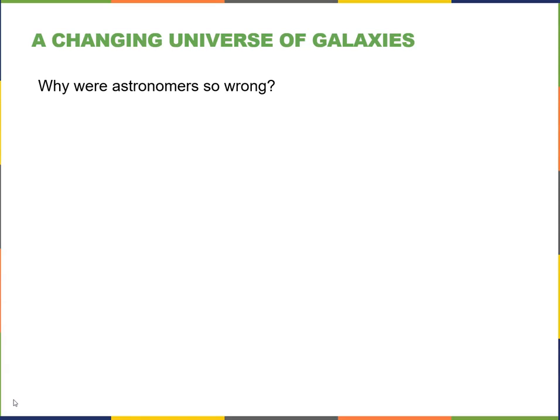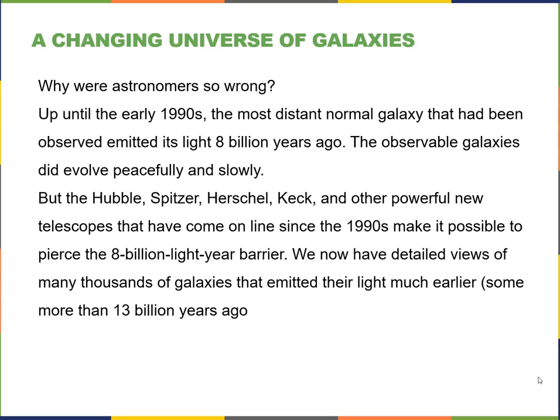So why were astronomers so wrong? Up until the early 90s, the reason astronomers were wrong was because of the galaxies they were able to observe. In the early 90s, the most distant normal galaxy that they could observe emitted its light 8 billion years ago, and these galaxies that they were observing did evolve peacefully and slowly. However, since the 90s, powerful new telescopes have come online, and these telescopes can look back further than 8 billion years. So we have detailed views of thousands of galaxies that emitted their light a lot earlier, and some even emitted it earlier than 13 billion years ago.